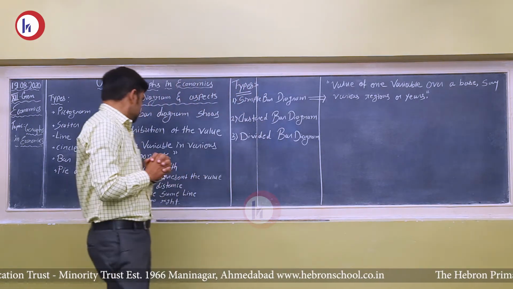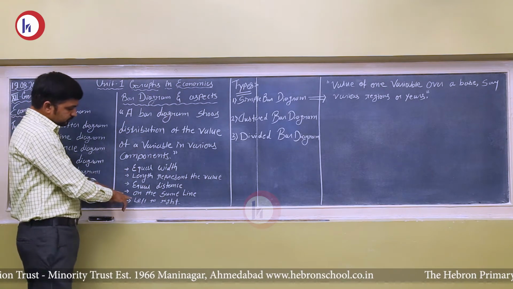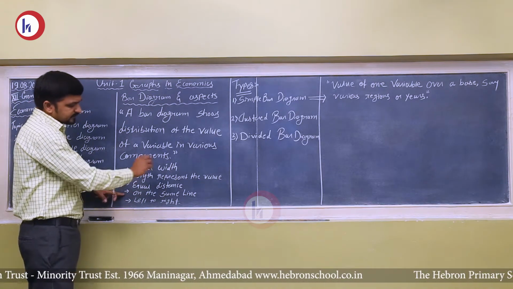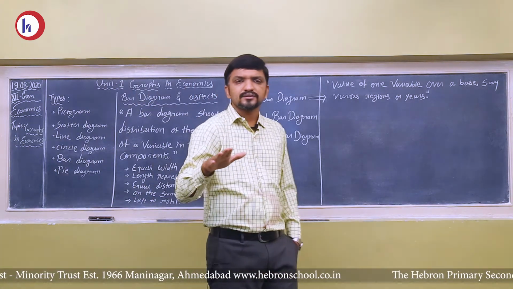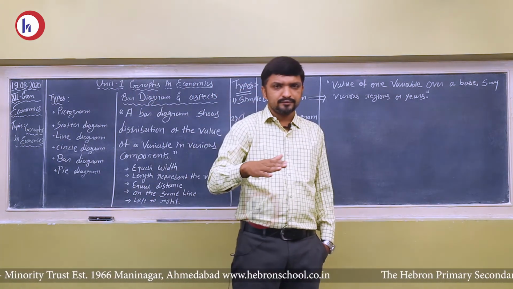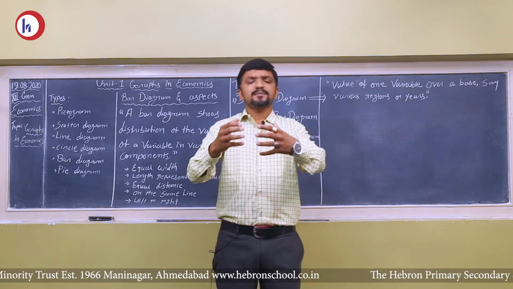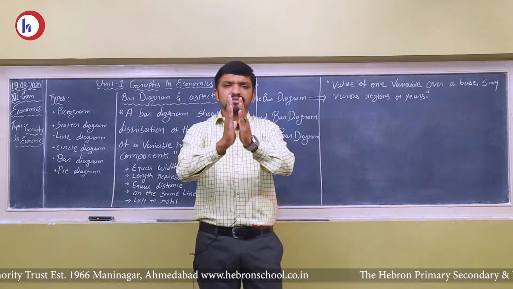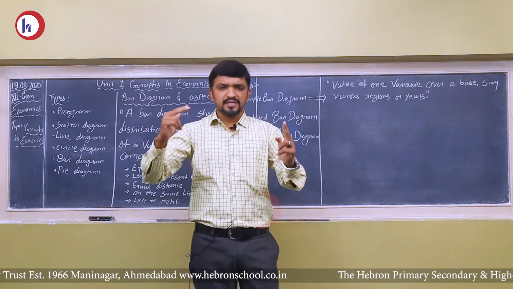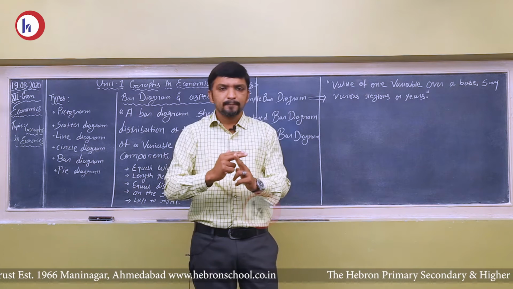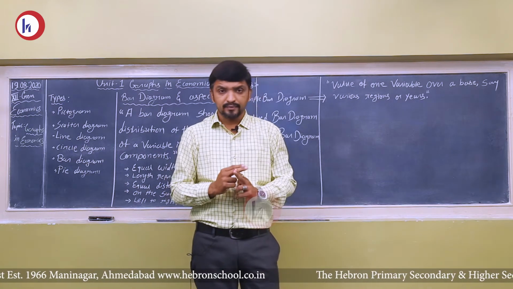Number 4, on the same line, that is, all the bars must be on the same line. We can't represent one bar on x-axis and one bar on y-axis, no. In this way, two bars will intersect each other. And that is not the property of a bar diagram.